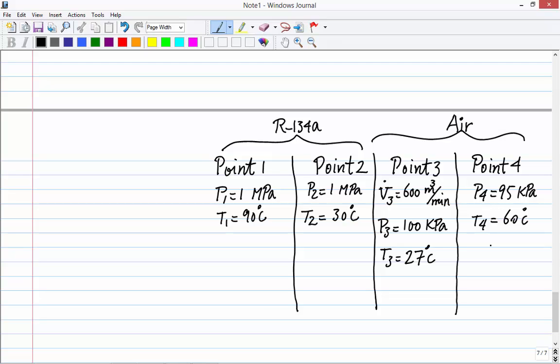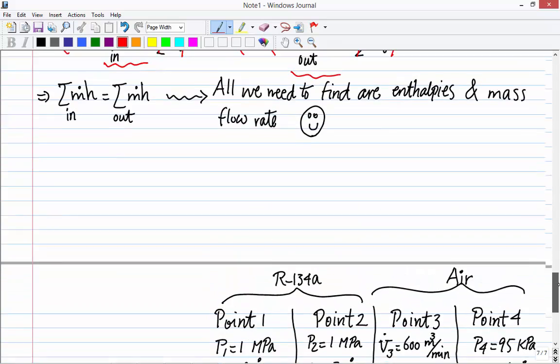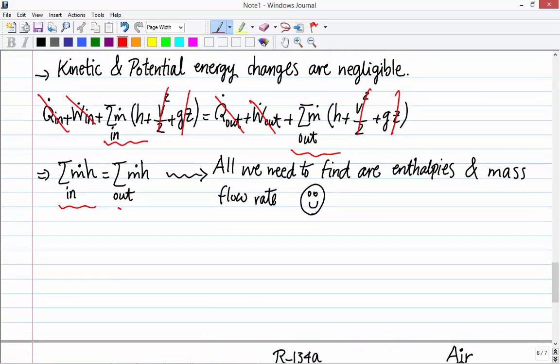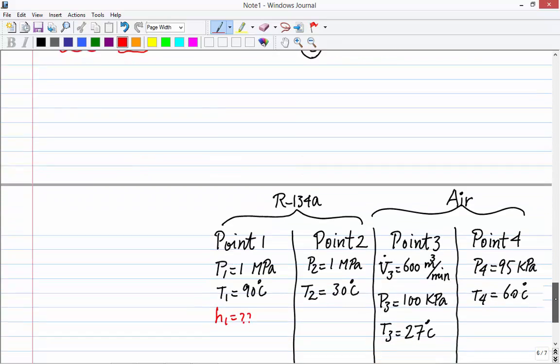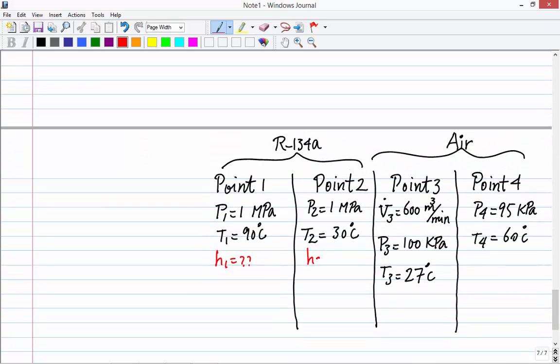Okay, good. I like it. Now what do I need? I need enthalpies. I need H1, H2, H3, and H4, and likewise the mass flow rates. But I'll talk about mass flow rates in a couple minutes.